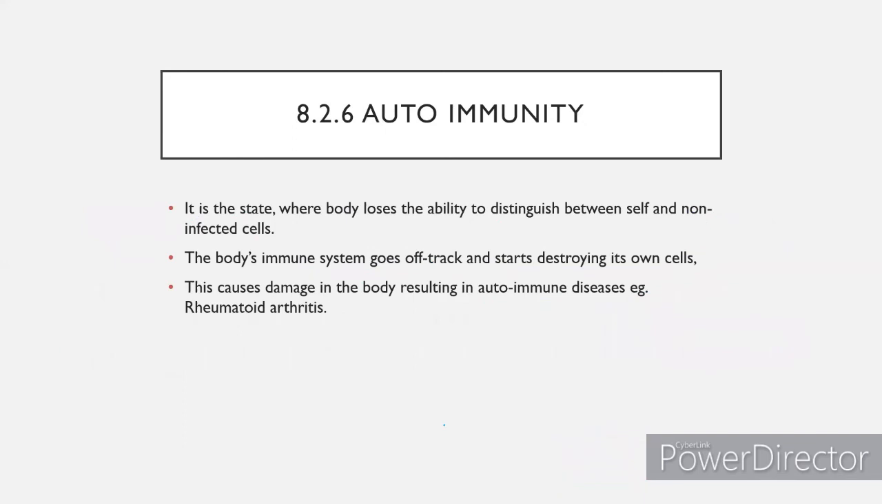Autoimmunity. It is a state where the body loses the ability to distinguish between self and non-self cells. So the body's immune system goes off track and starts destroying its own cells. It starts fighting against its own cells, which is quite dangerous. This results in autoimmune diseases, one of them being rheumatoid arthritis. So the body fights against its own cells. It becomes an enemy to itself.